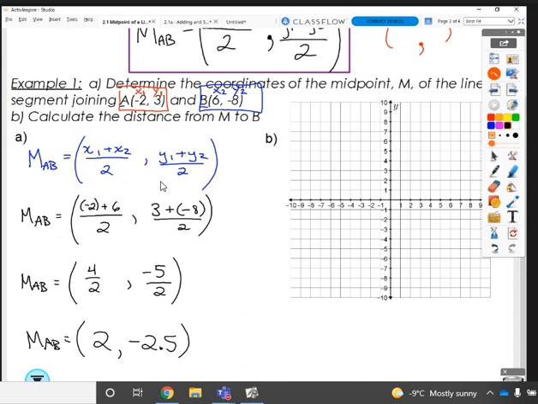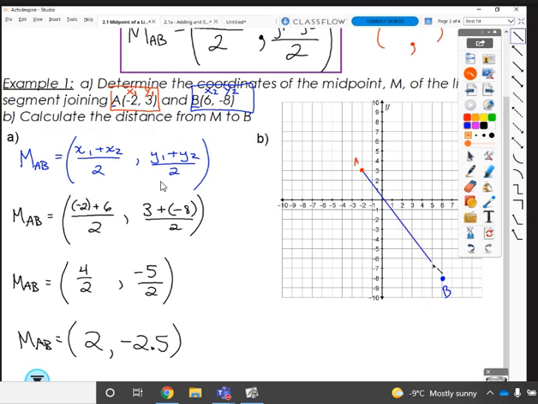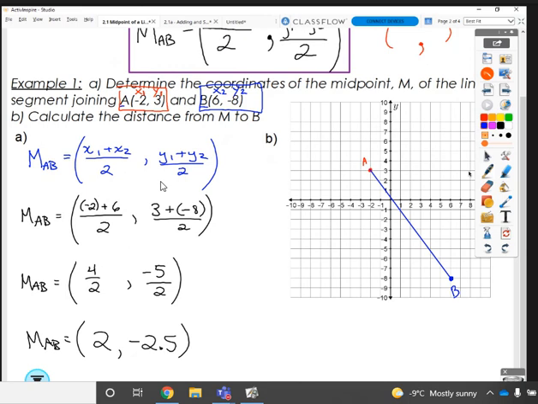Okay, so let's see what this looks like on a graph. A is negative 2, positive 3. That's coordinate A. Coordinate B is positive 6, negative 8, just down here. And we're going to connect this line segment the best we can, like that. That looks pretty good, pretty straight. Now, our midpoint we set is 2, negative 2.5. Oh, and it's right on there. That is the midpoint.